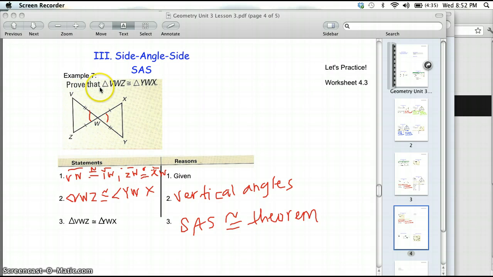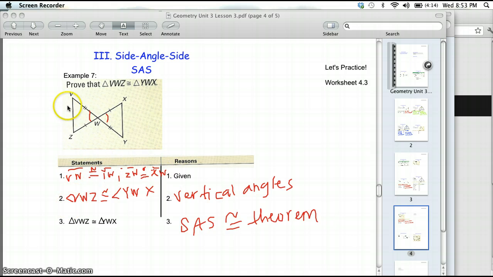Now here it says prove that triangle VWZ is congruent to triangle YWX. Again, in our picture here, it was given to us that side VW was congruent to side YW. So I've got that here. And it was also given to us that ZW was congruent to XW. The reason is that it was given to us.